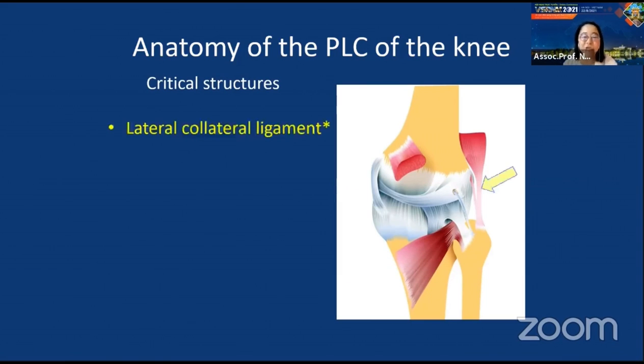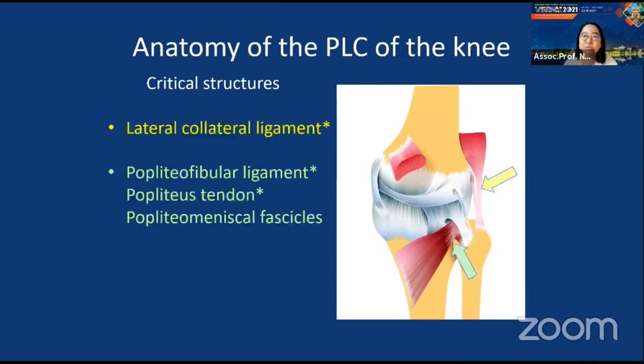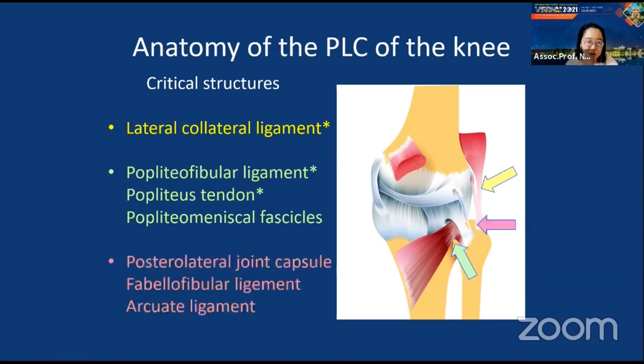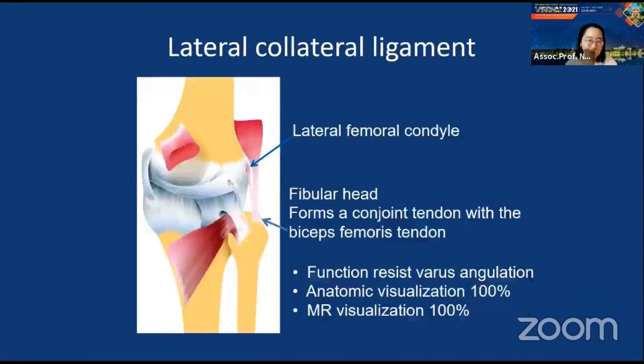First of all, the lateral collateral ligament. Another group is the popliteofibular myotendinous unit, which comprises the popliteofibular ligament, popliteus tendon, and popliteomeniscal fascicles. And then the last one is the posterolateral joint capsule, as well as the fabellofibular ligament and arcuate ligament. So let's look at these structures one by one.